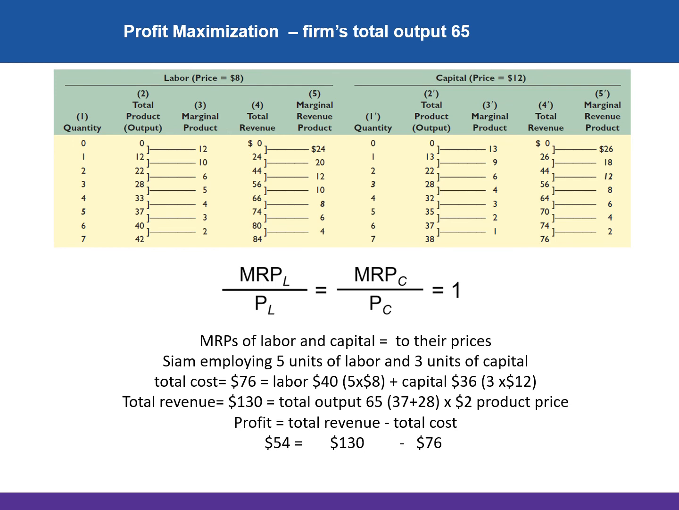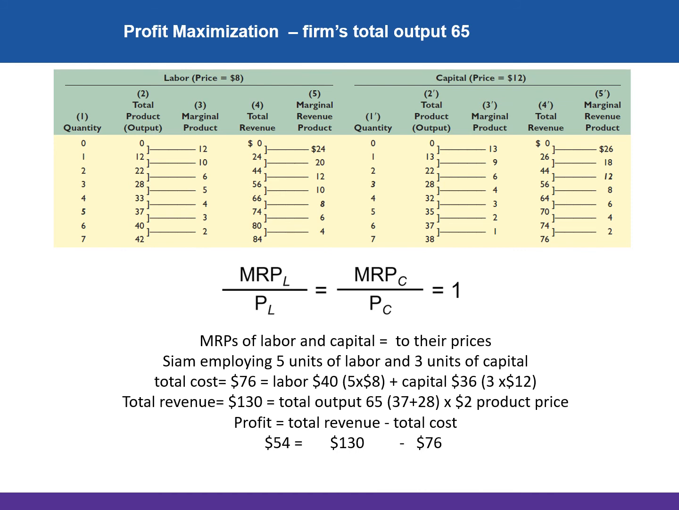So now we look at columns 5 and 5 prime respectively. And from a common sense standpoint, through trial and error, we can determine what level of labor inputs and capital inputs will maximize profits, and therefore what total level of output will also maximize profit for this firm.